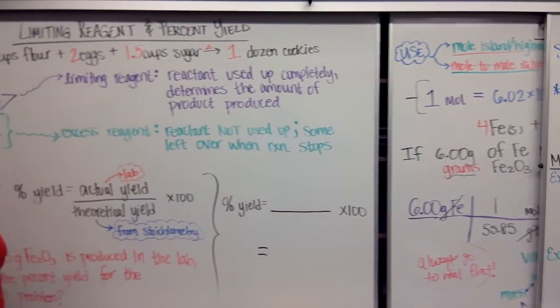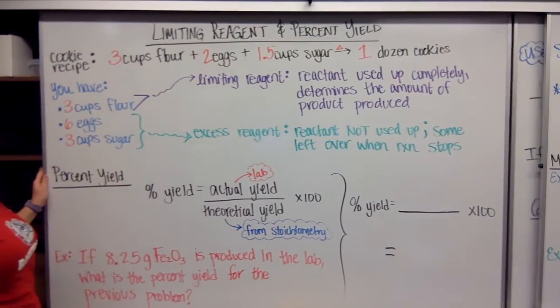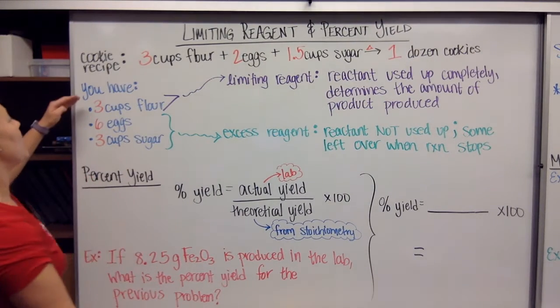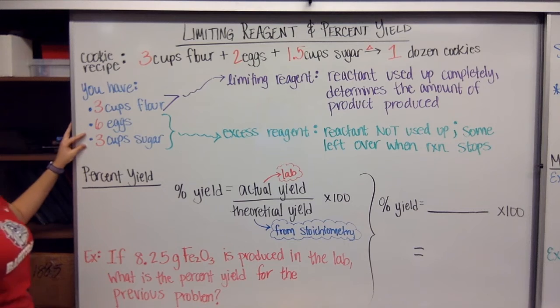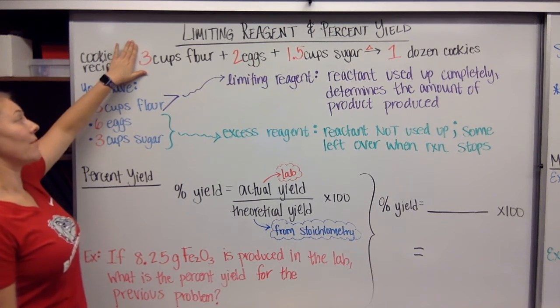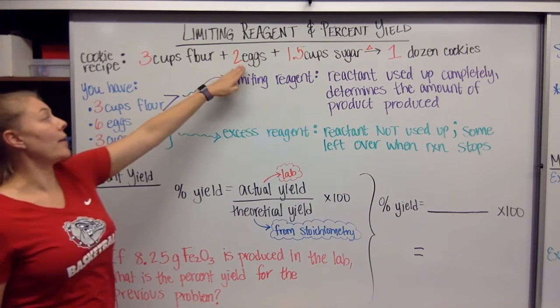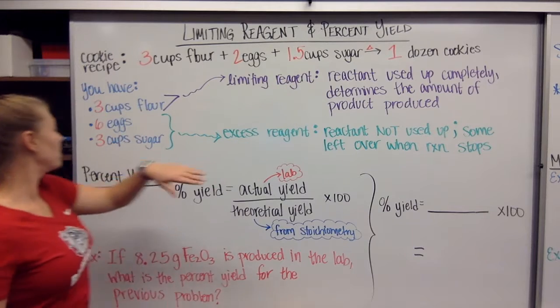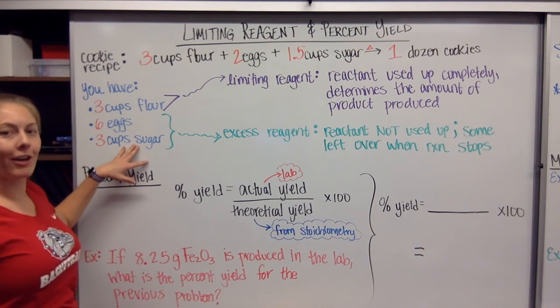When you're baking cookies, this is our limiting reagent and percent yield. Very brief. When you're baking cookies and you have 3 cups of flour, 6 eggs, and 3 cups of sugar. Well, our recipe, I made up a recipe, calls for 3 cups of flour. Oh great, that's what we have. 2 eggs, oh, we got 6, we got plenty of eggs. 1.5 cups of sugar, we got 3 cups of sugar, plenty of sugar, okay?